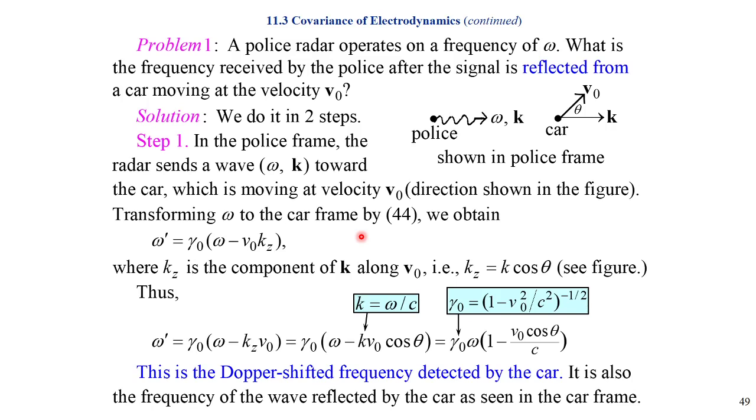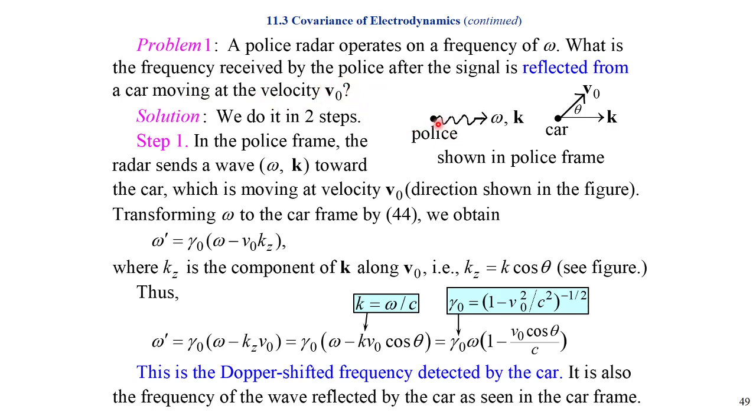Now, I will give you two examples, two problems. We know there is the Doppler shift. I will show you the Doppler shift. The first case, Doppler shift. We have a police radar operating on a frequency of omega. What's the frequency received by the police after the signal is reflected from a car moving at velocity v0?